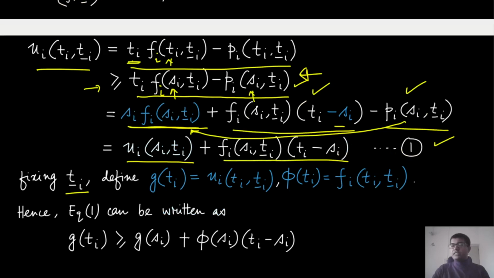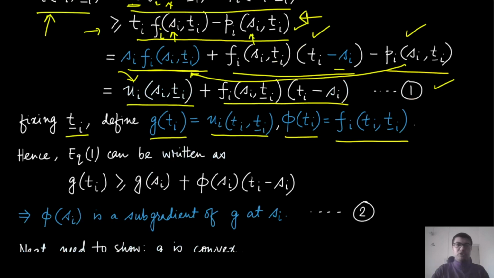Now if you fix t minus i, the types, the valuations of all the players except agent i, we can define, let's say, a function g of ti that is going to be the ui, so this left hand side here. Therefore g of si will be the first term here, and we can also write phi of ti, which is fi of ti t minus i. Now this is very much reminiscent of the convex function and its subgradient that we have defined in the previous module. So we can rewrite the previous expression, equation 1, in the following way.